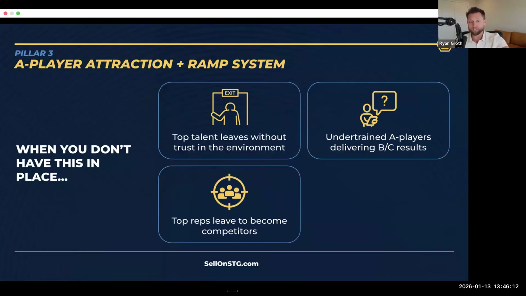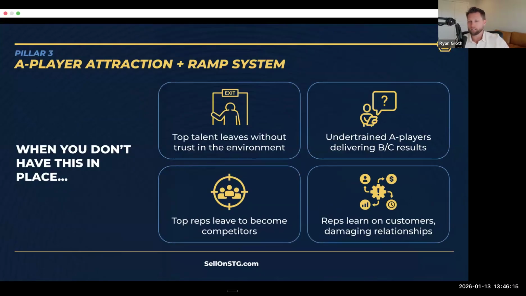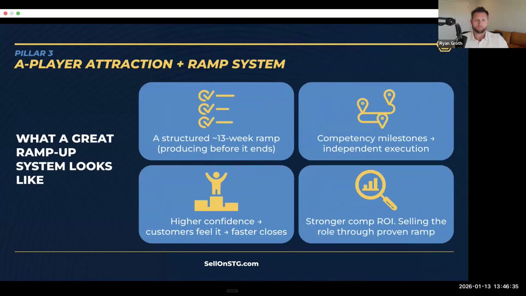Top talent leaves without trust in the environment. Undertrained A players start delivering B to C level results. Top reps leave to go to your competitor. And reps learn on your customers. They're practicing on customers versus practicing with you guys, right? And it impacts relationships, it impacts sales performance.